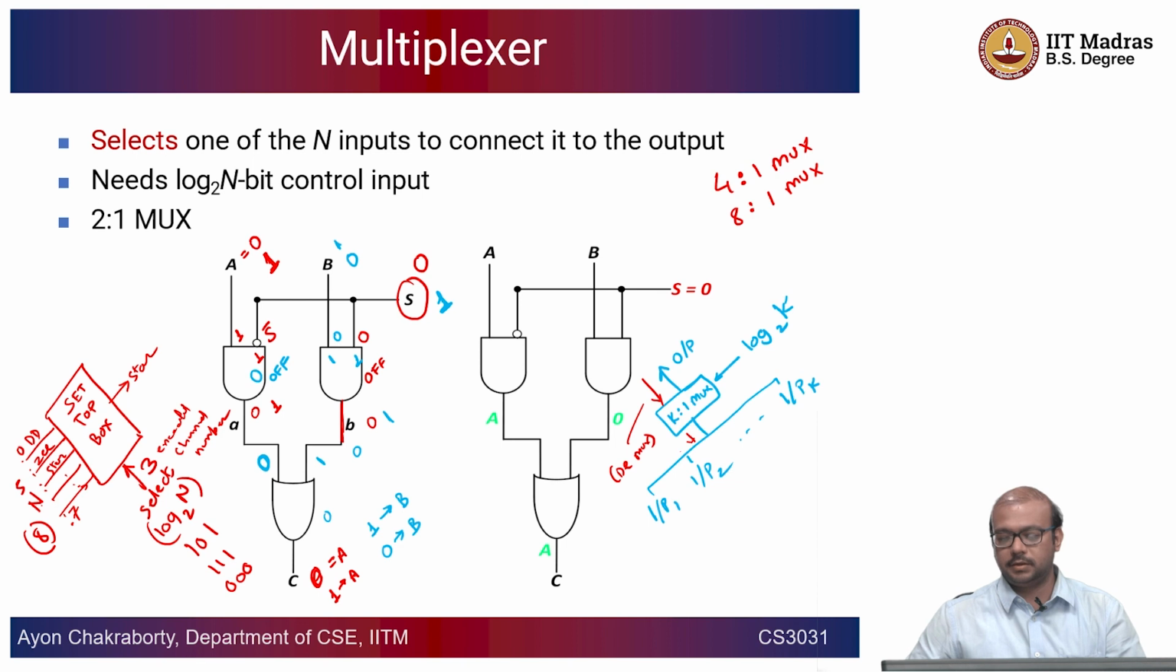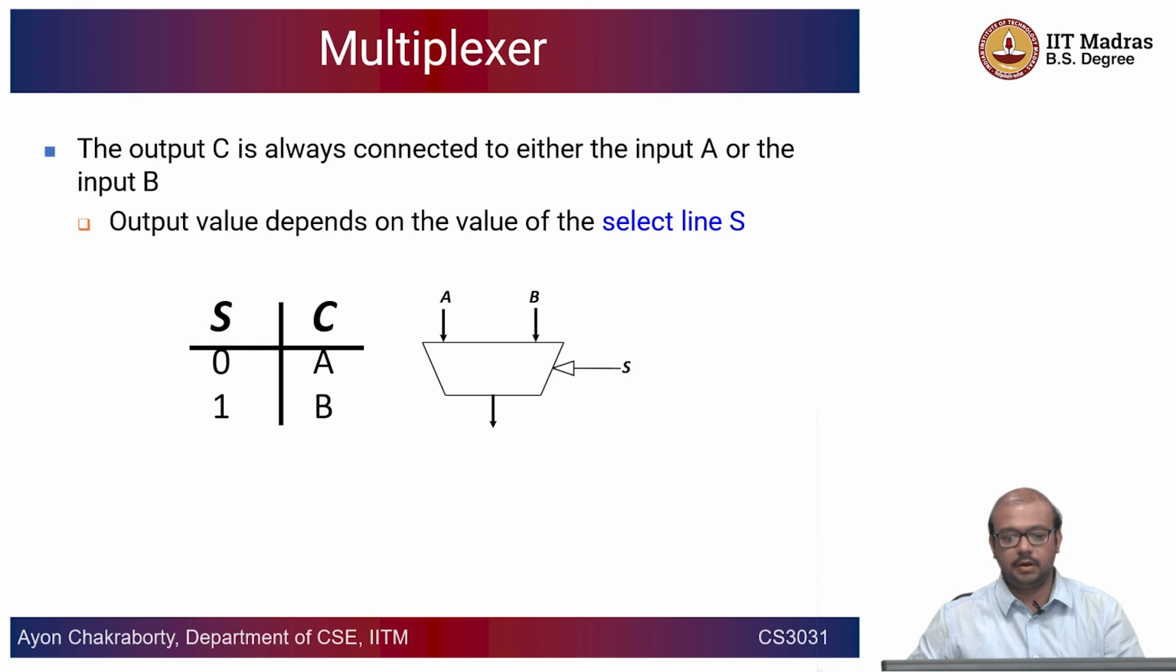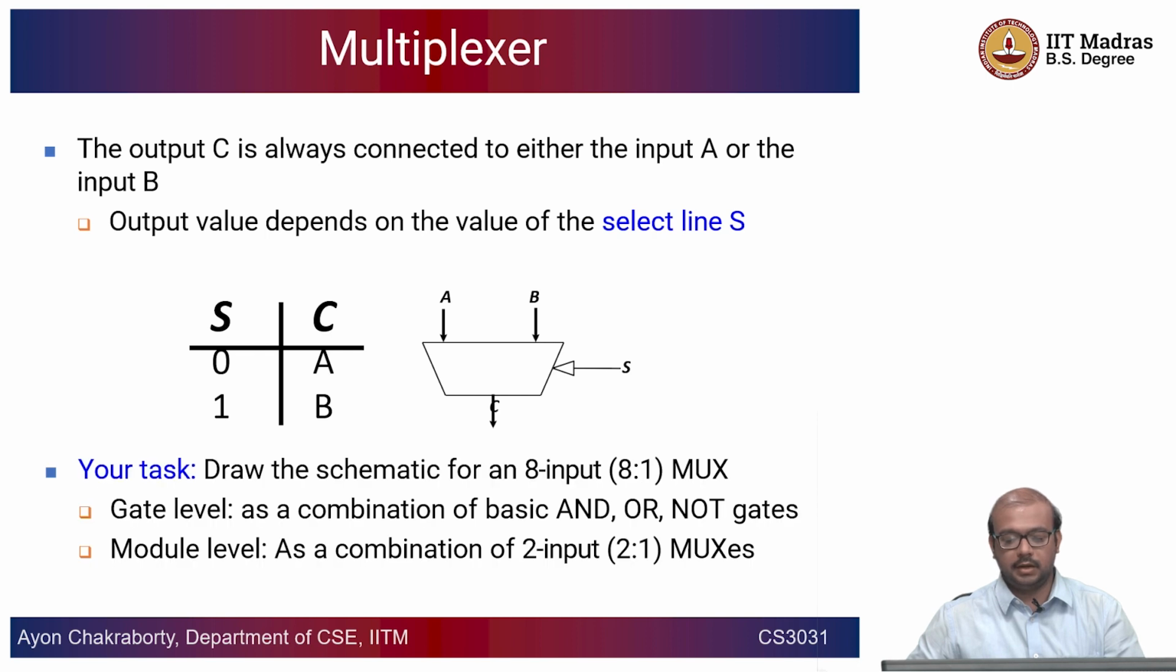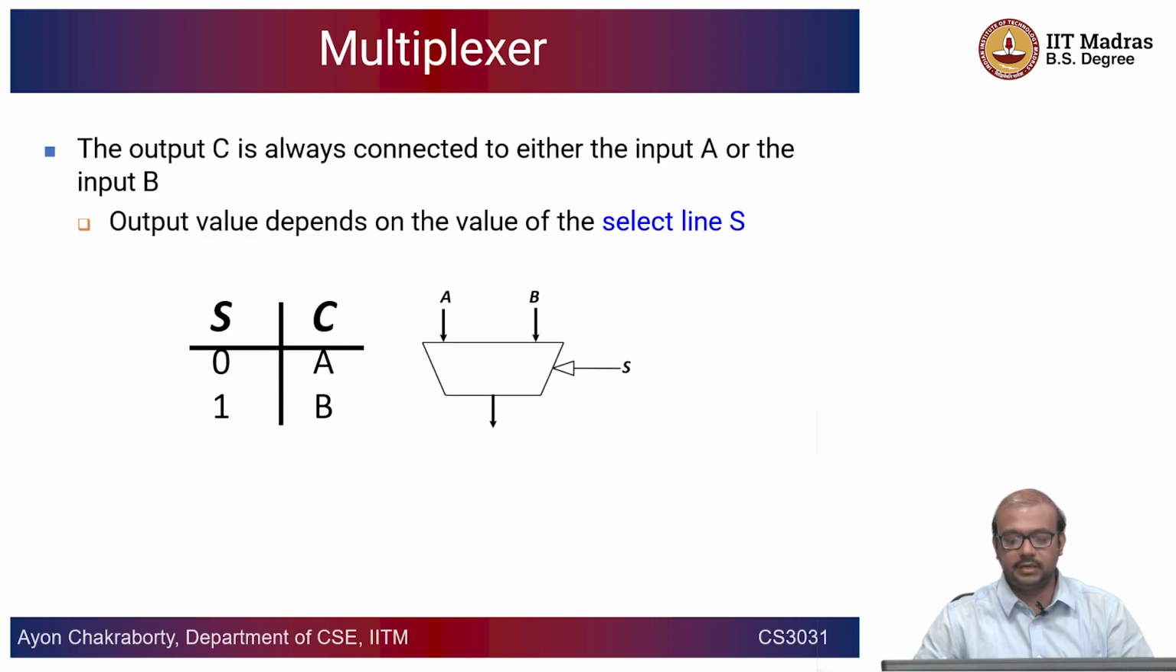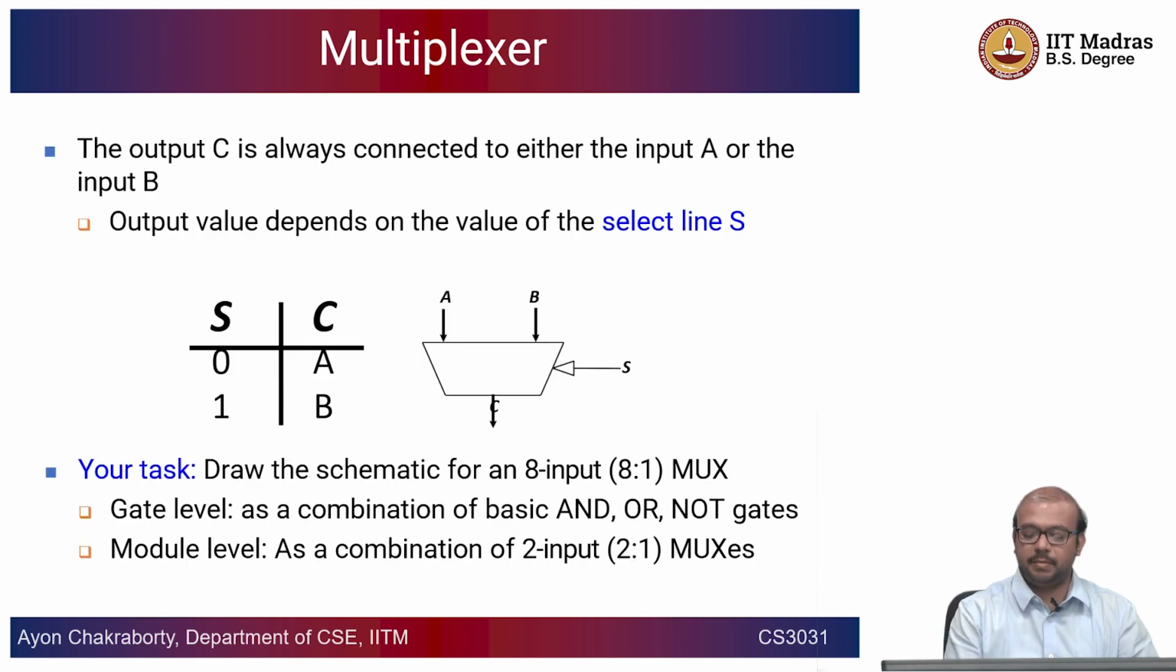So, you can try out bigger versions of multiplexers, let us say 4:1 and so on. So, the output C is always connected to either the input A or the input B. The output value depends on the value of the select line that I have already told you, right. And this is one small task that you can try out. So, draw the schematic of a 4:1 or 8:1 mux. So, the first task is that you can try to do it in a raw form that I had been showing you here, right, just using NOT gates, AND gates and OR gates, a combination of the basic AND, OR, NOT gates.